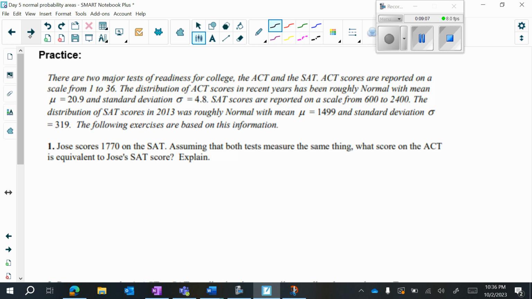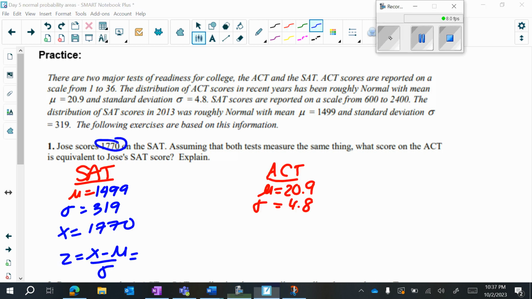If you look at this next one, it's talking about the ACT and the SAT. The first one's asking about Jose and what he got on the SAT versus the ACT. I just want to remind you, when you're organizing yourself, you're going to put SAT and ACT, and then you're going to be organized about what he got.